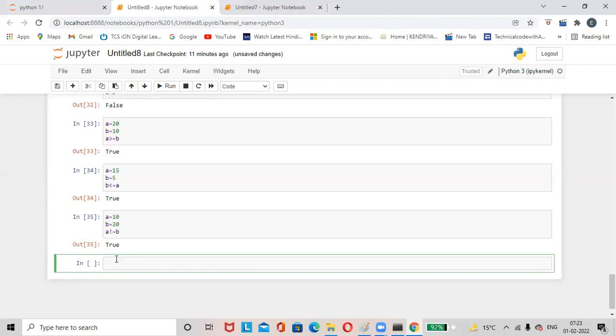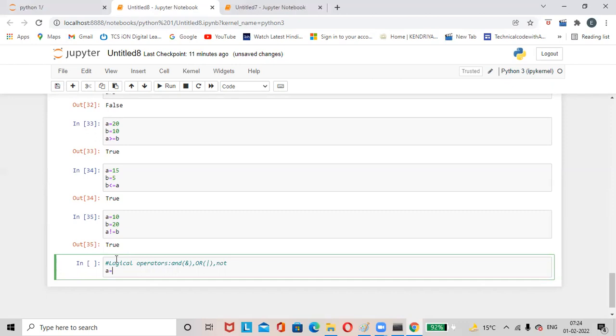Now let us check with logical operators. What are logical operators? And, this is the and symbol, or, this is the or symbol, then not. Logical and, logical or, logical not.